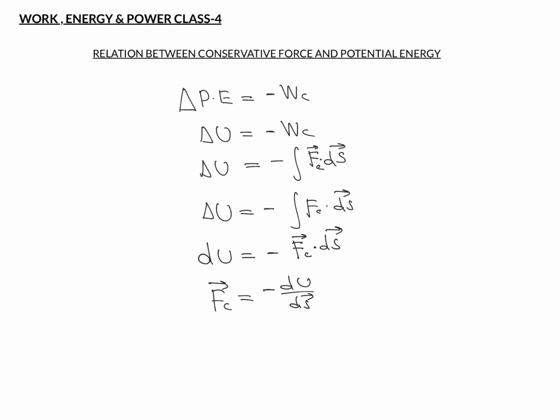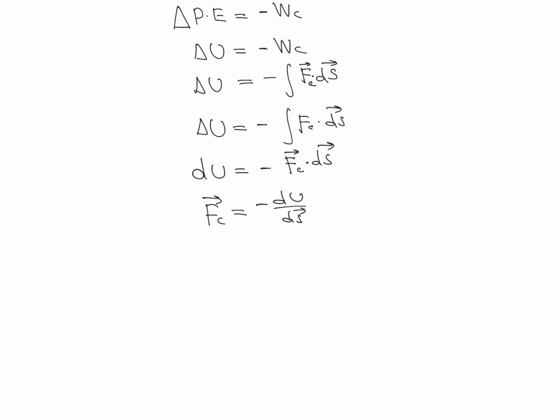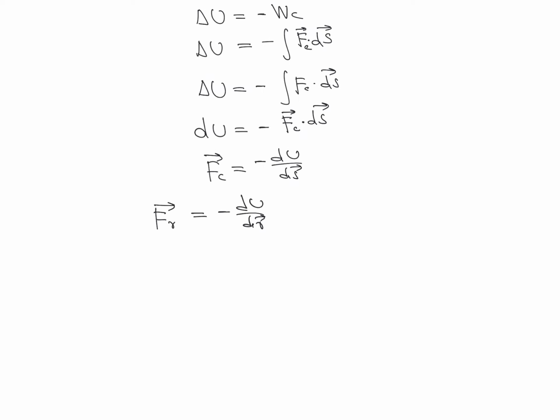That displacement may have components along the x-axis, y-axis, z-axis, etc. So if you want to find the value of force along the direction of its position vector, we can write that as minus dU divided by dr, where r represents the position vector. This position vector may have components along the x-axis, y-axis, z-axis, etc.